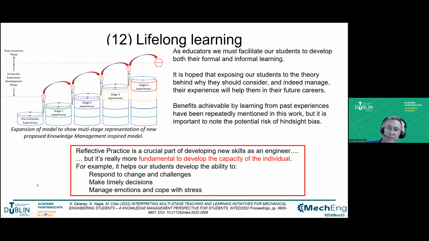It is noted that reflective practice is a crucial part of developing new skills as an engineer, but it's also much more fundamental, and this is not specific to engineering at all. This is important for people to be able to develop more capacity as an individual, to help them respond more effectively to changes, make more timely decisions, and manage emotions and cope with stress.